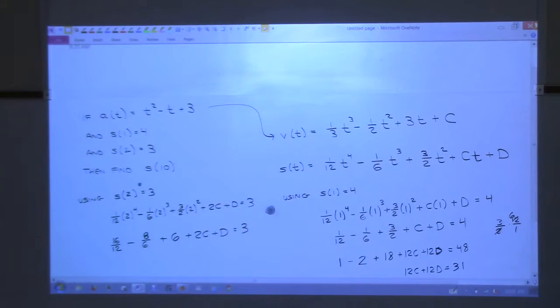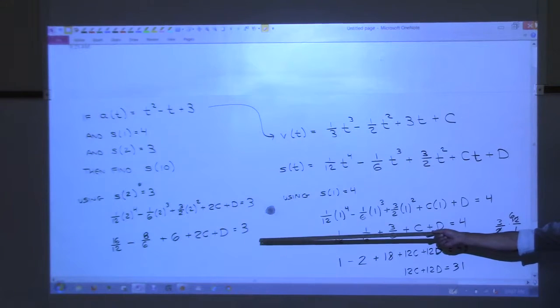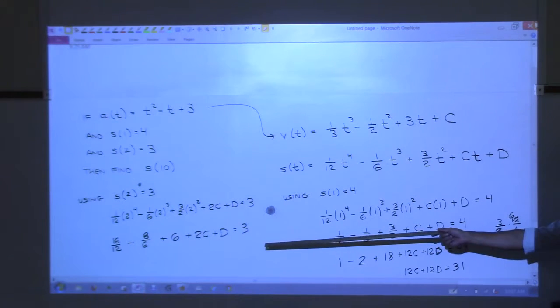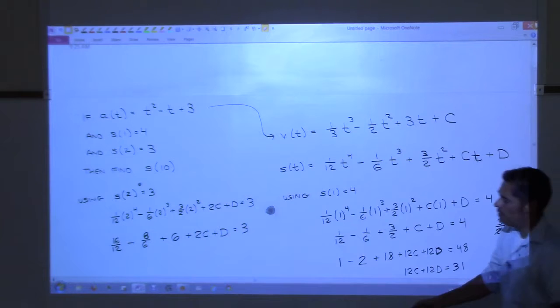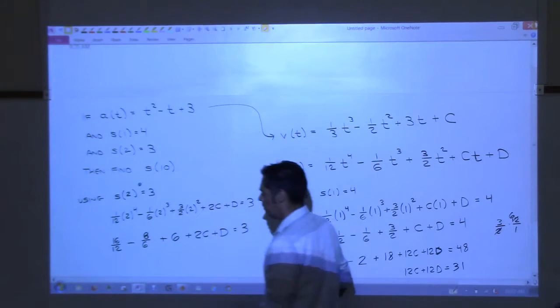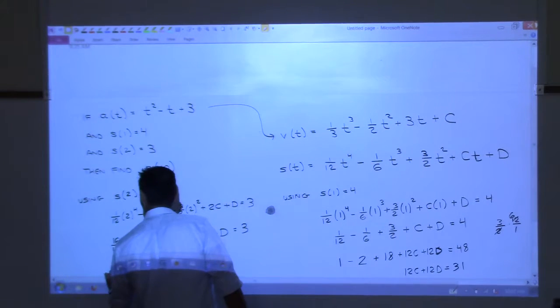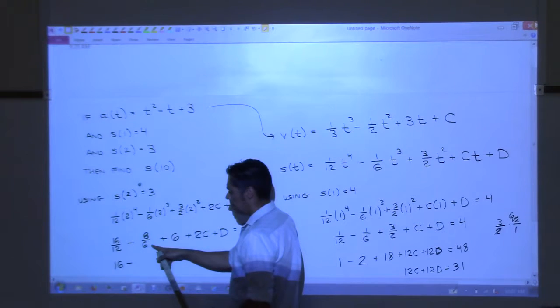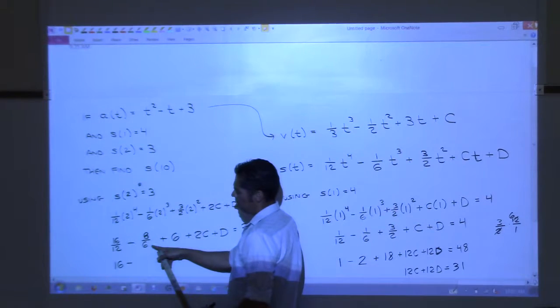Can I multiply by 12 again, just to get rid of fractions? If you'd like to work with the fractions, you can. I'm just going to clear them out, though. Is that all right with you? Okay, so if I multiply this by 12, I get 16. I multiply this by 12, I get... Are those the same thing?